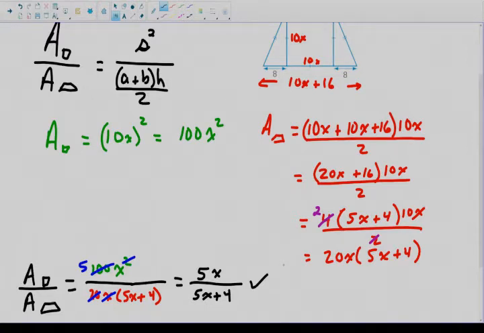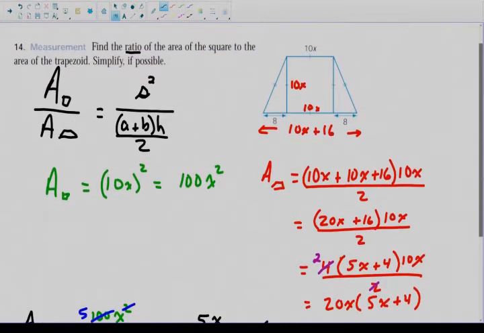Now the question did not ask for restrictions. We would have set our restrictions from the denominator, which would have been 20x and 5x plus 4 if we had to, but it didn't ask for it, so we're not going to do restrictions here.